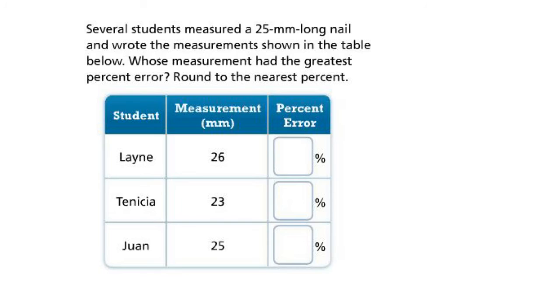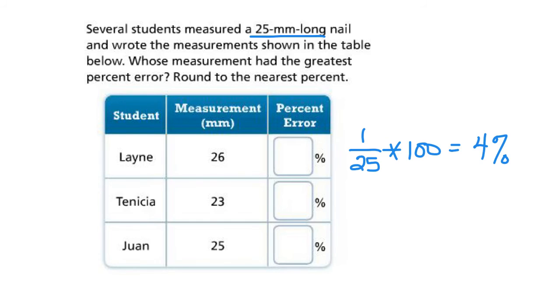So let's start with Lane. Lane measured 26 millimeters. The nail was actually 25 millimeters long. That is a difference of 1. I'm going to put that over the original, the actual size of the nail, which was 25. And then I'm going to multiply by 100. So 1 divided by 25 times 100, and I get 4%. So Lane had a 4% error in his measurement.